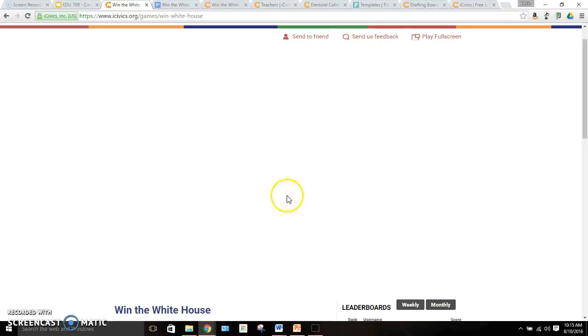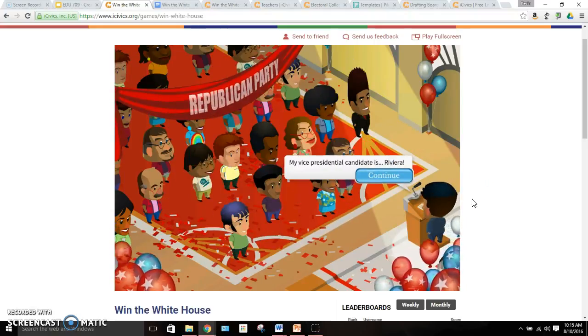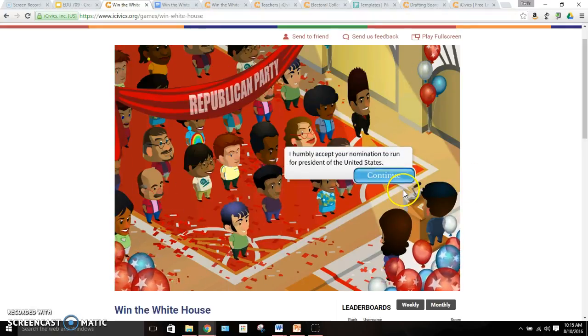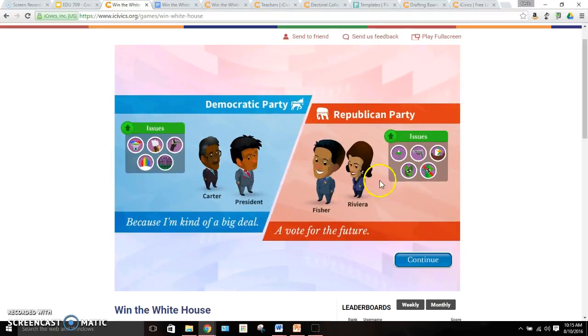And then, of course, it walks through the Republican side of things. This is my opponent. This is the computer, and they've selected their 5 issues as well. We're going to go back and forth and determine who's going to win. Essentially, these are my 5 issues. These are my running mates. This is my slogan because I'm kind of a big deal. And here's my rival from the Republican Party.